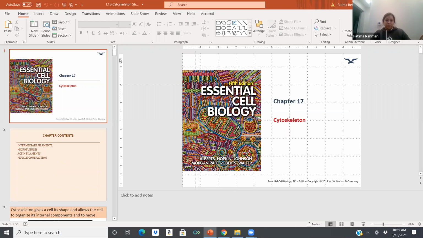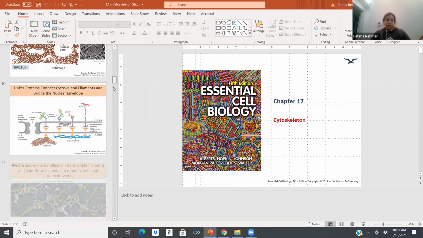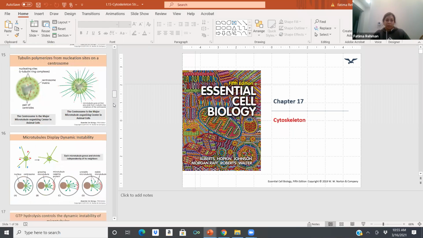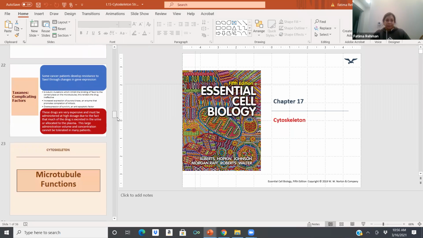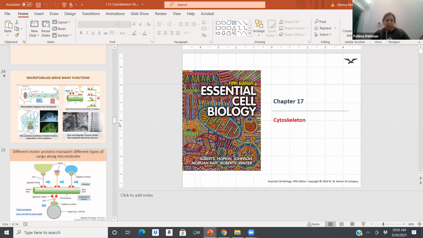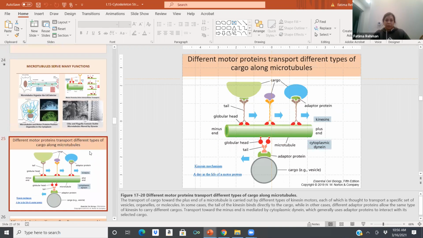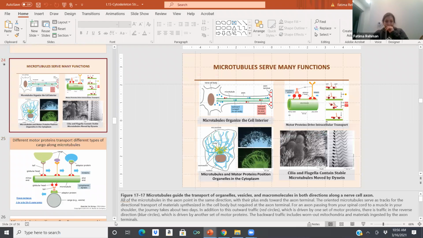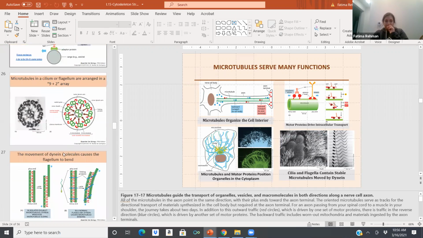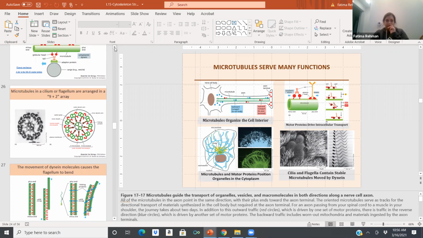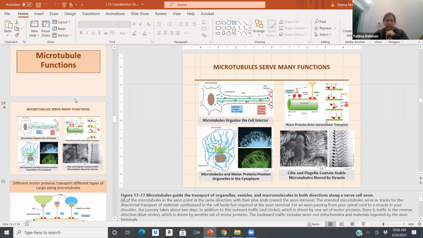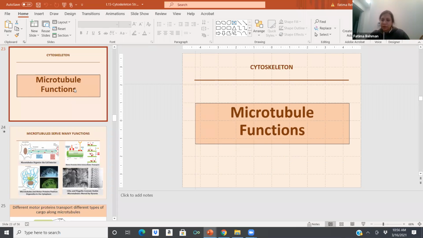Okay, so let's see, we were somewhere here. I know we had just talked about the motor proteins, from what I remember, right? And we had started to talk about the structure. Okay, so we'll just start over here to give us a good place to start.